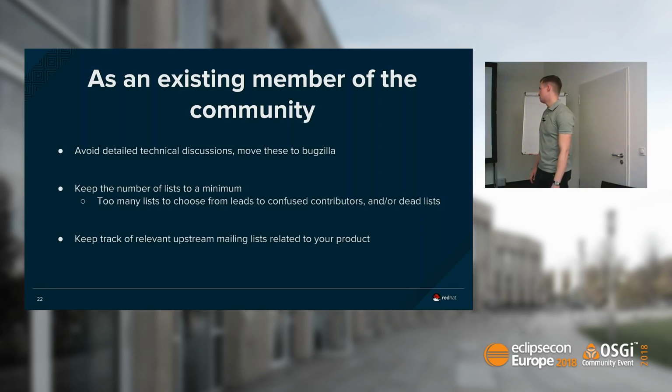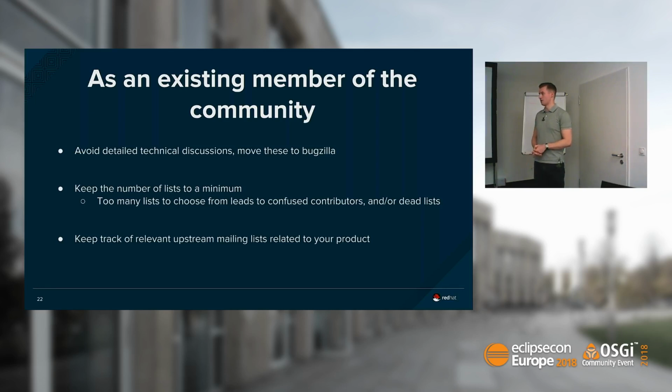So some general tips if you are a committer of a project and you have mailing lists. One of them would be to avoid getting into super detailed technical discussions on mailing lists because it can spin out of control quickly. If users have an issue or something that's really concrete, the best thing to do is put it in Bugzilla, and that way you have a central place to deal with all the technical stuff.